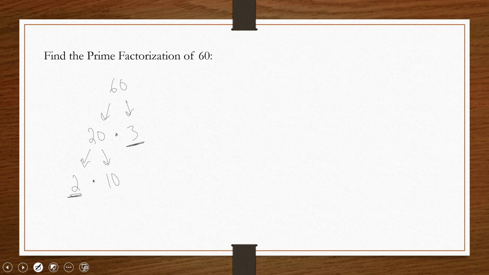And 2 happens to be the prime number here. Repeating the process one more time, I get 10 breaking down into 2 times 5, both prime numbers. And so finally, I can wrap up and say, collecting my prime numbers, the prime factorization here of 60 is 2 times 2 times 5 times 3. And there we have it.